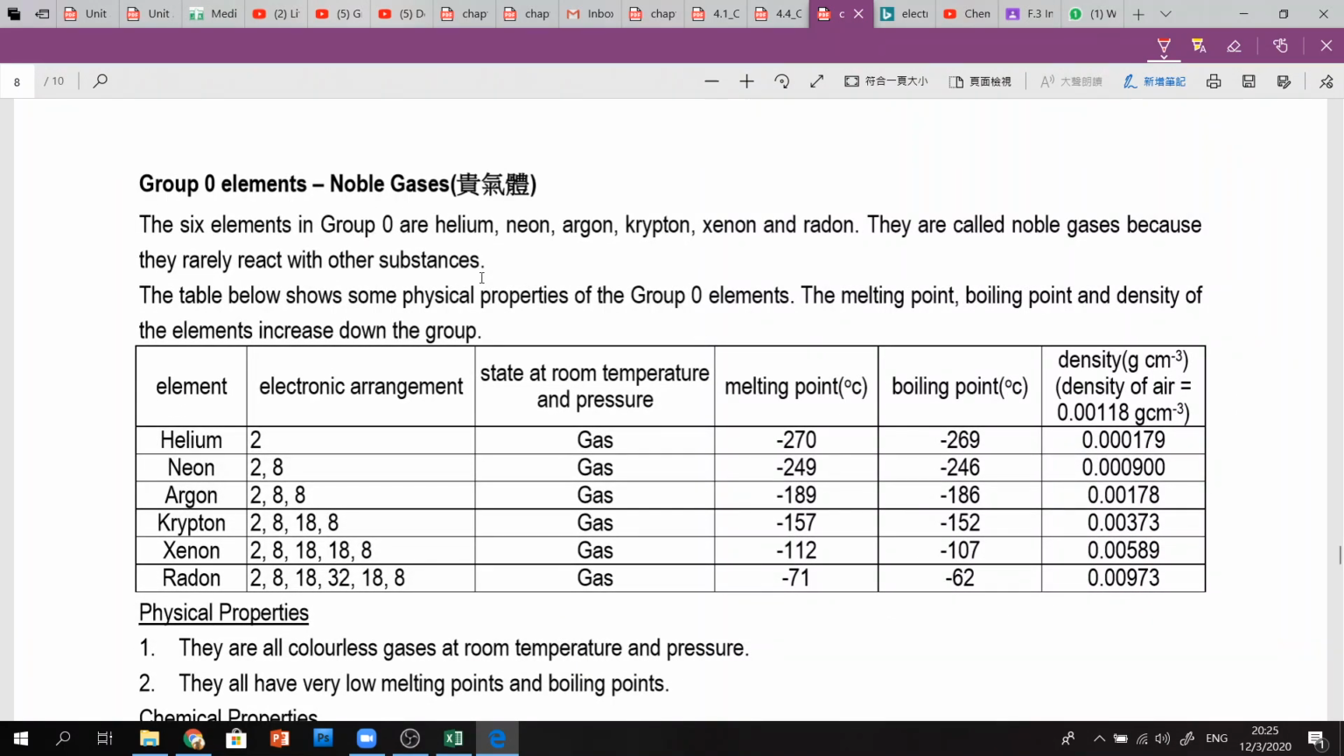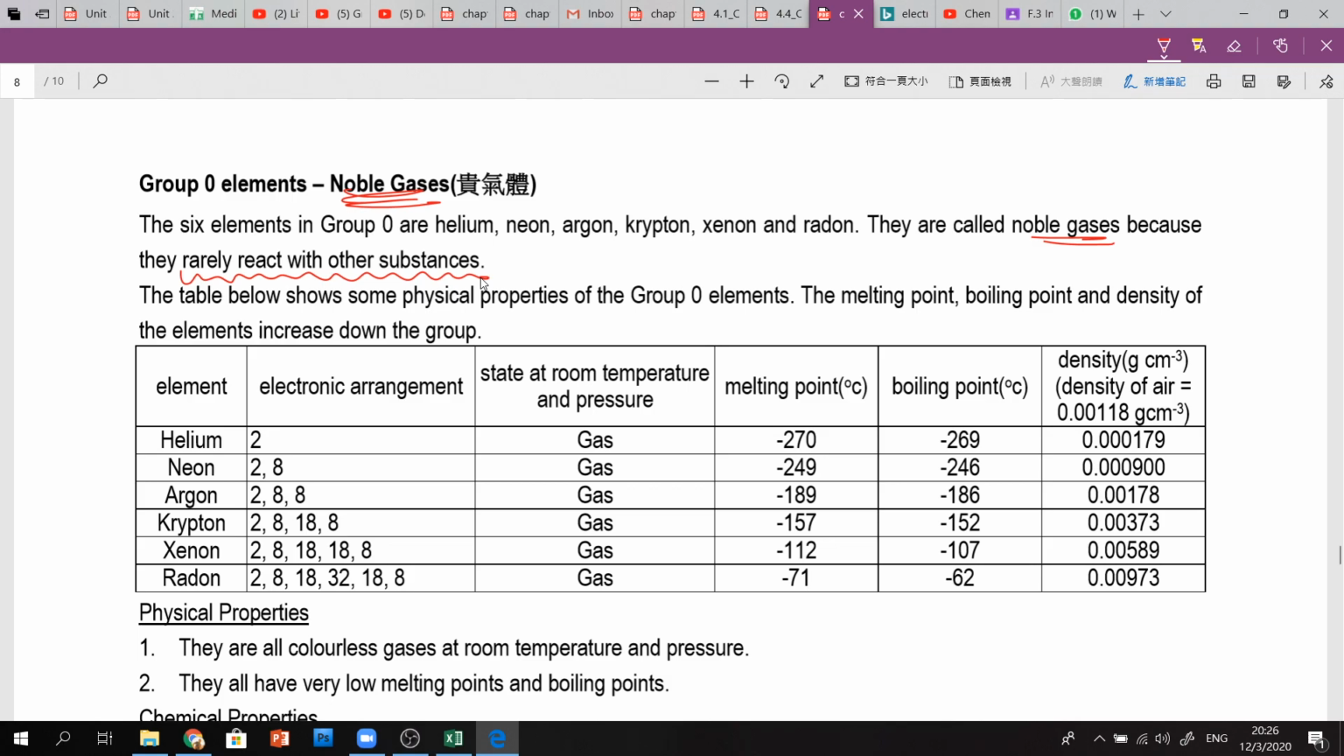Now, I would like to spend some more time with you on the group 0 elements, noble gas. 貴氣體. So remember the naming of the term noble gas. Okay, so the 6 elements in group 0 are called helium, neon, argon, krypton, xenon, radon. They are called noble gas because they rarely react with other substances, just like what we call noble, okay, 貴族. So they seldom react with other substances. Very, very stable.